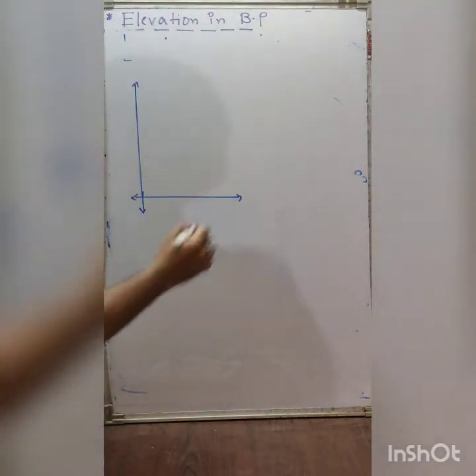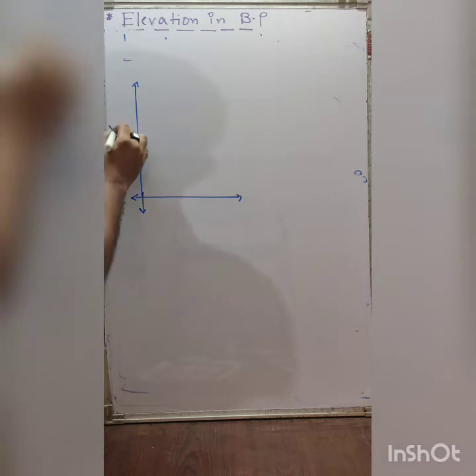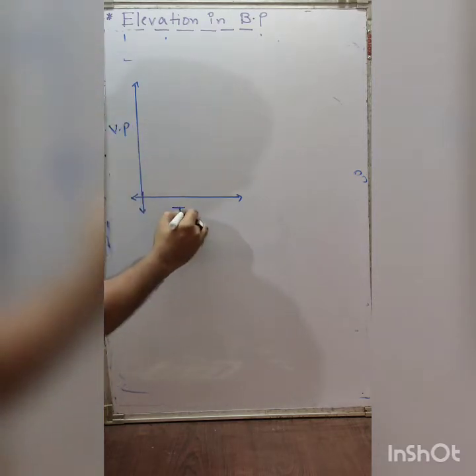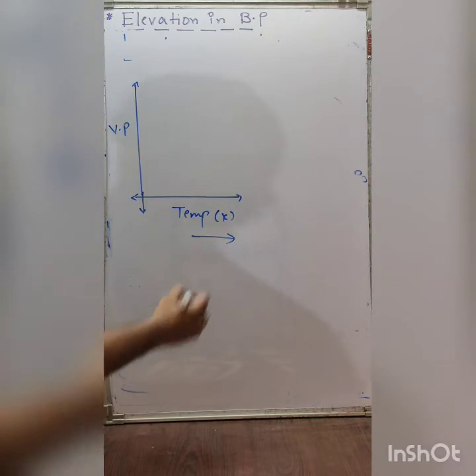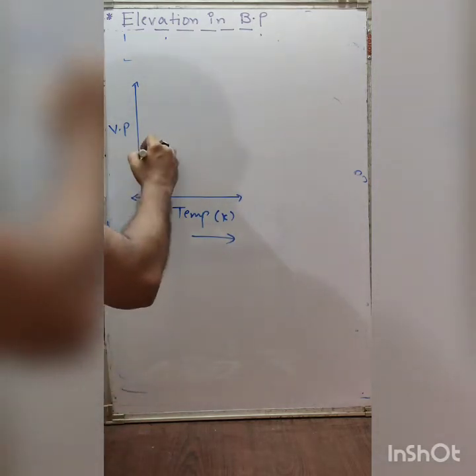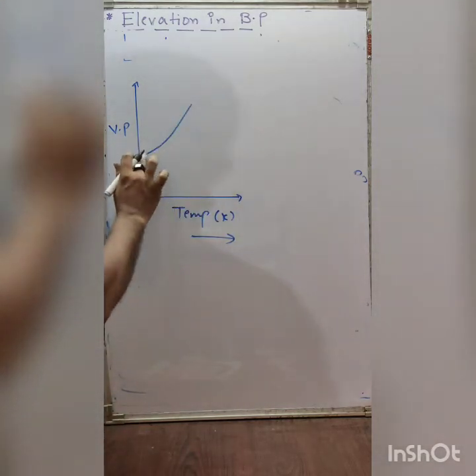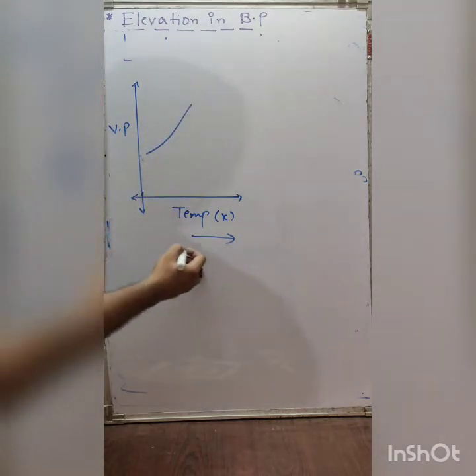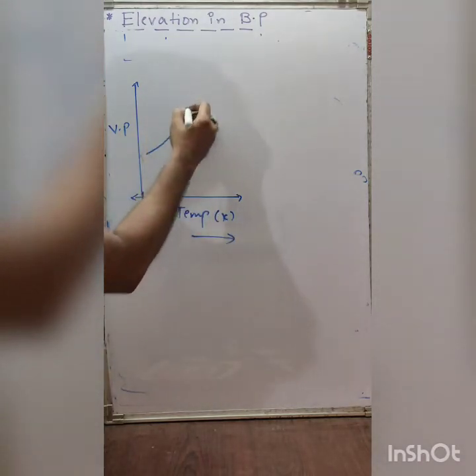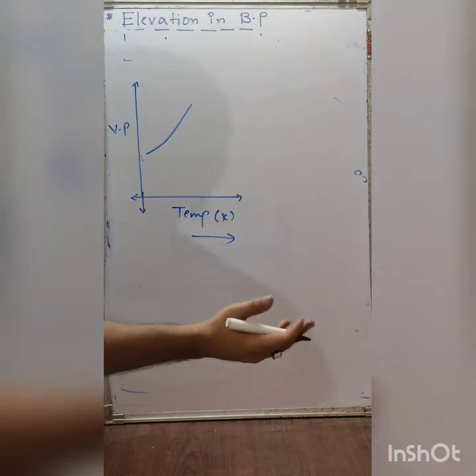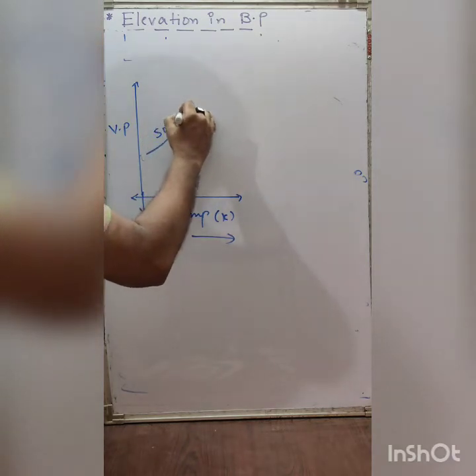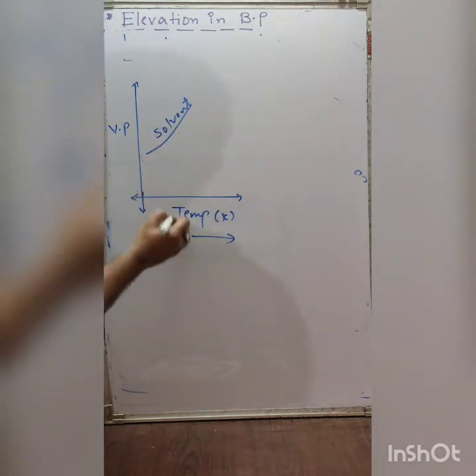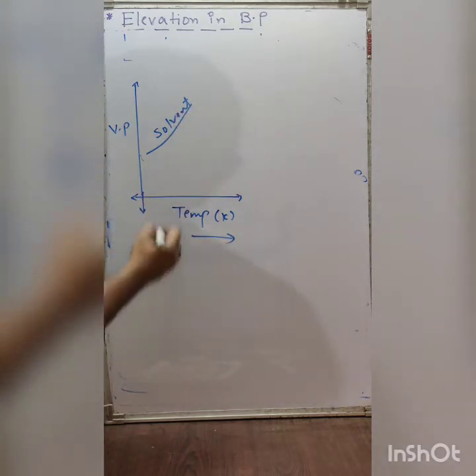Suppose I took a graph here. The y-axis is vapor pressure, and the x-axis is temperature, taken in Kelvin. Suppose I have taken a solvent. If I increase the temperature, vapor pressure increases. आप लिक्विड को जब टेम्परेचर उसका बढ़ाते जाओ तो उसका वेपर प्रेशर क्या होगा? इंक्रीज होते जाएगा. So this curve is for the solvent. तो वेपर प्रेशर क्या हो रहा है? इंक्रीज हो रहा है with increase in temperature.